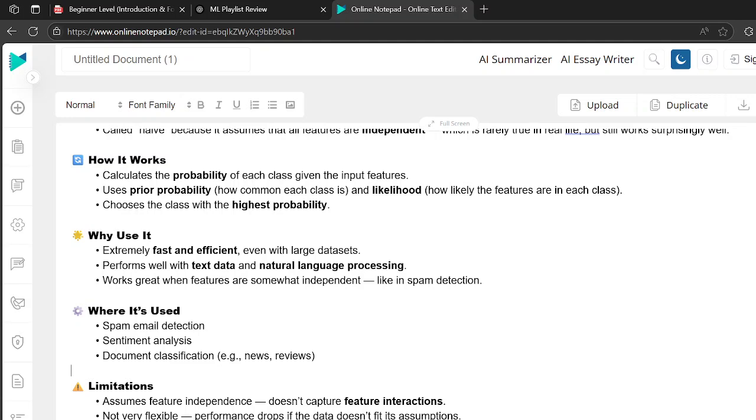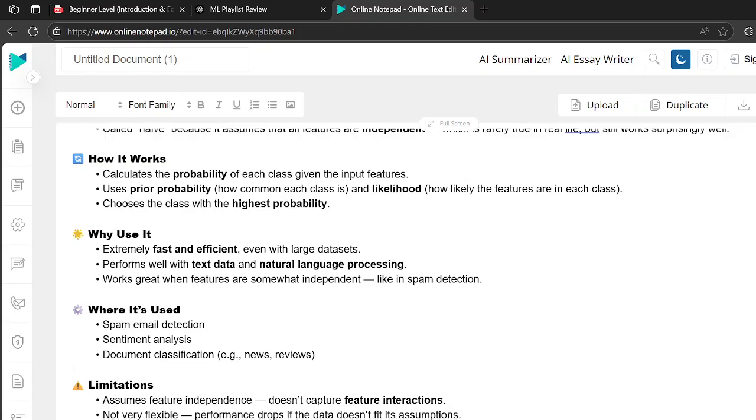So why do we use it? We use it because it is extremely fast and efficient even with large data sets. It performs well with text data and natural language processing. It works great when features are somewhat independent, like in spam detection. And where is it used? It is used in spam email detection, sentiment analysis, document classification, etc.